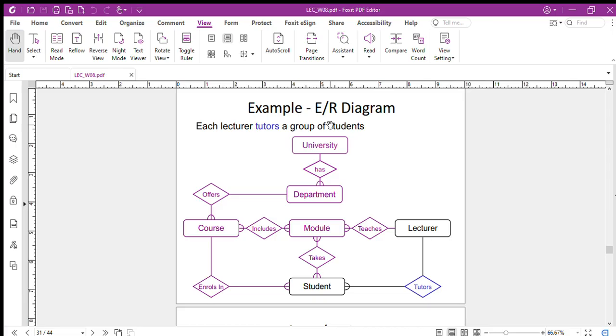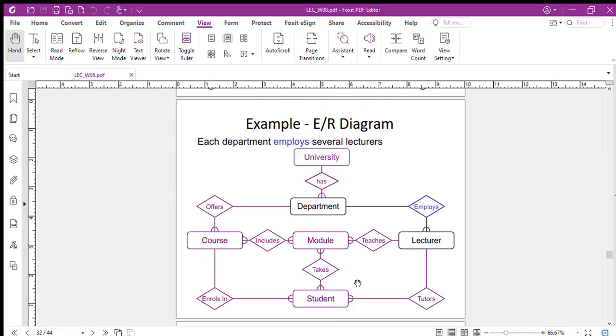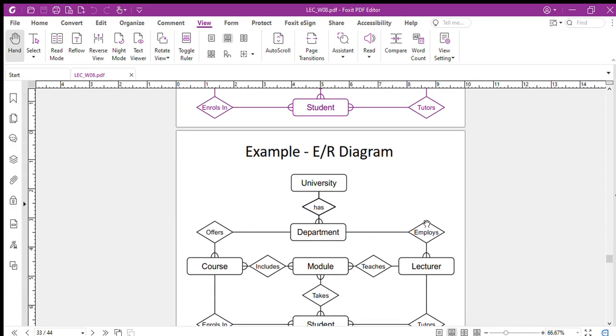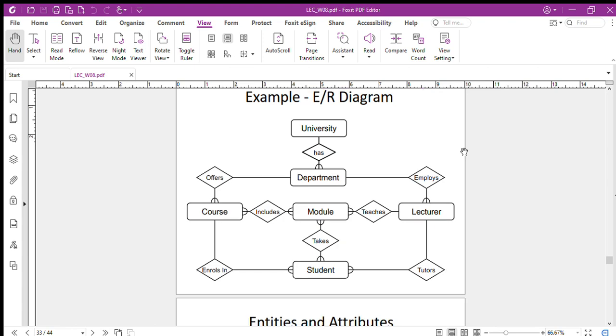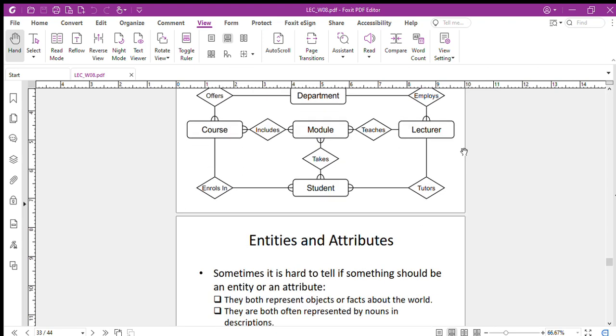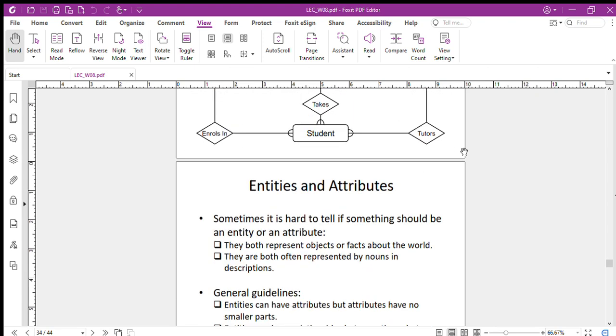Each lecturer tutors a group of students. So between lecturer and student there exists a one-to-many relation. Each department employs several lecturers. So lecturer and department have a one-to-many relation. So this is the complete ER diagram. This is where you are going to complete this diagram.